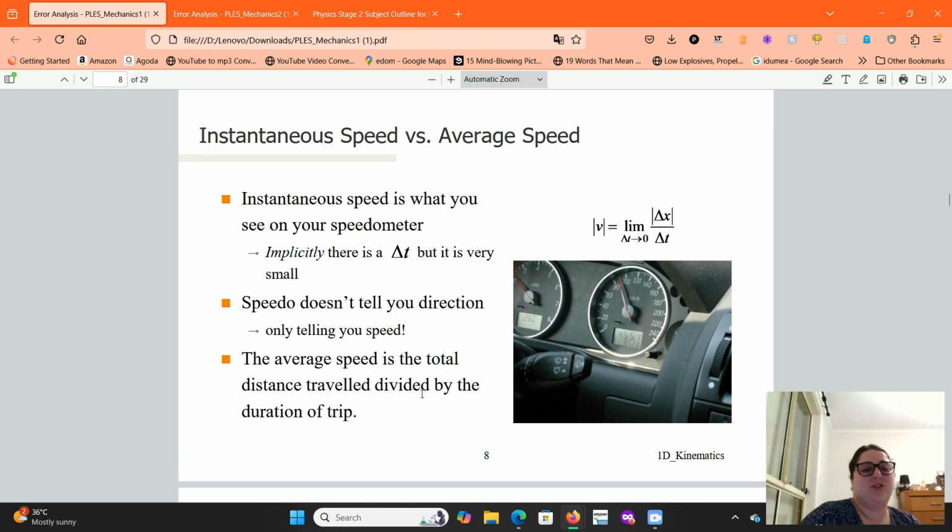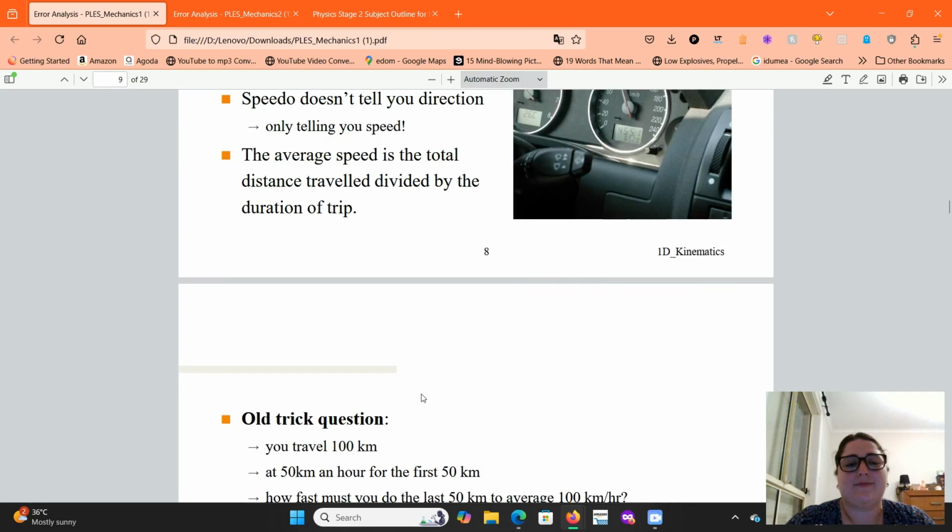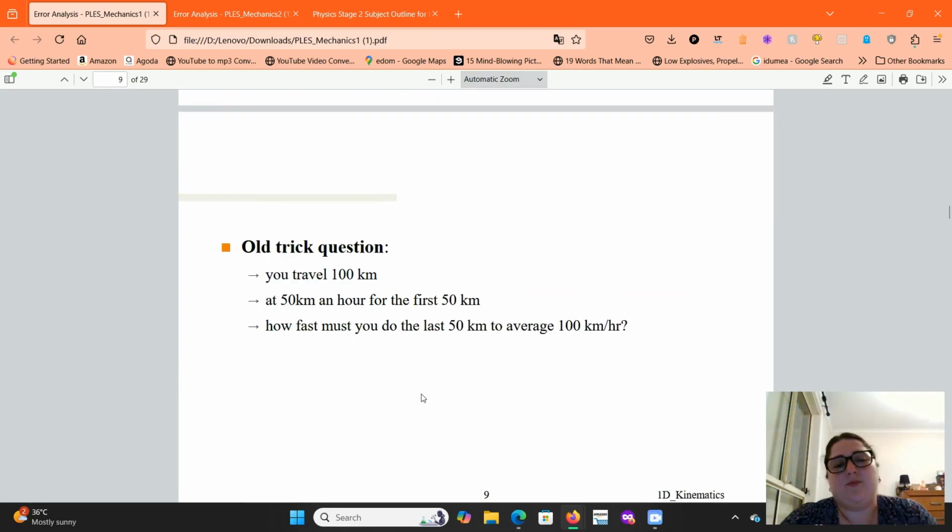The average speed is the total distance traveled divided by the duration of a trip. For example, the old trick question: if you travel 100 kilometers, and go 50 kilometers an hour for the first 50 kilometers, how fast must you do the last 50 kilometers to average 100 kilometers per hour?